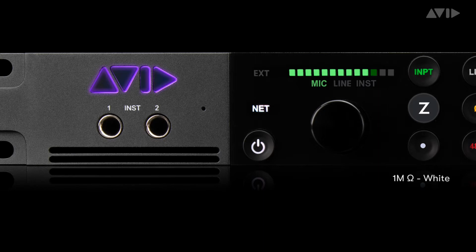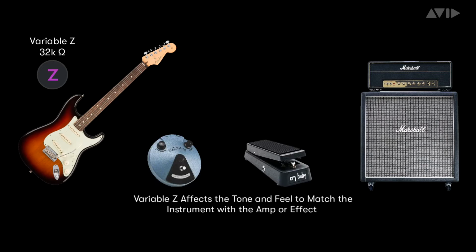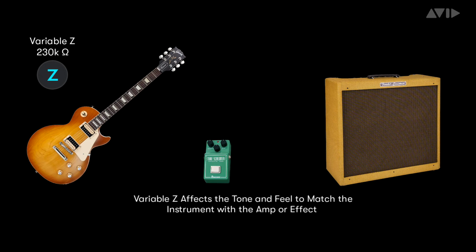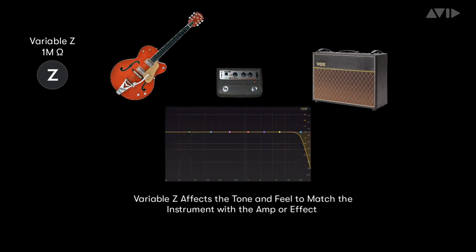There's 1 megaohm white, 230 kiloohms cyan, 90 kiloohms blue, 72 kiloohms violet, and 32 kiloohms fuchsia. These affect the tone and feel, matching the impedances of different guitar amps and effects hardware. This allows you to experiment and see which setting works best with your effects chain, or gives you the best tonal complement to the material being recorded.